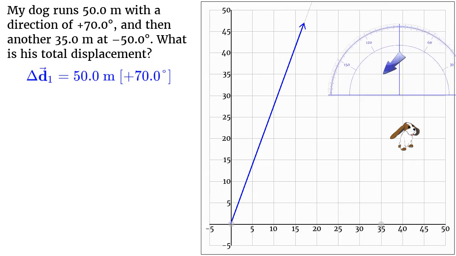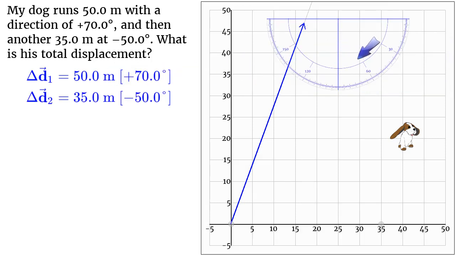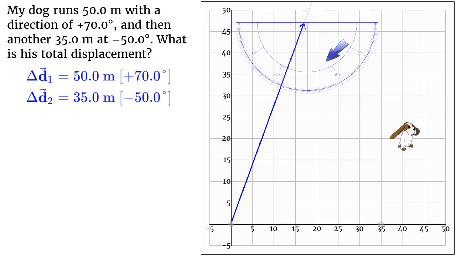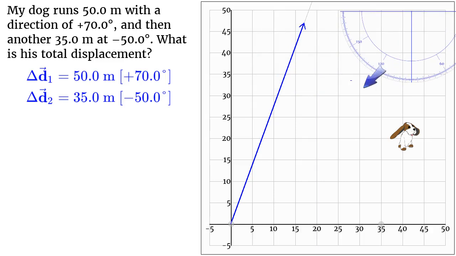Now the second part of the motion is a displacement with a magnitude of 35 meters and a direction of negative 50 degrees. So I'm going to flip my protractor upside down. I'm going to position the protractor at the tip of the first vector. Then I'm going to measure out 50 degrees, and just like before, I'm going to put a little mark so I know where the 50 degrees is. I'm going to draw a very light line in pencil showing me the direction negative 50 degrees. And now I'm going to take my compass or my piece of paper, whatever I'm using to measure lengths, and I'm going to measure out 35 meters.